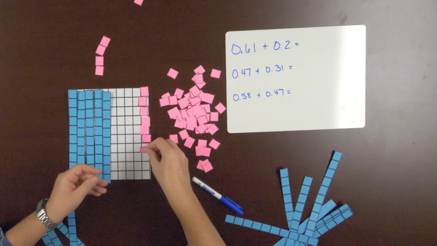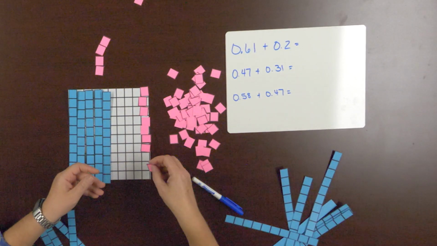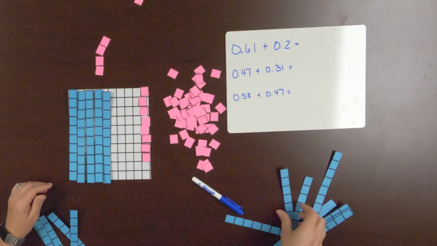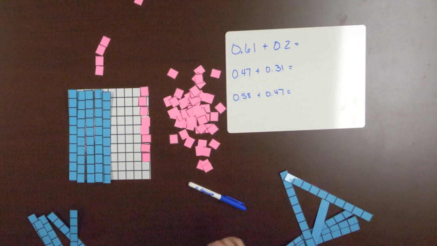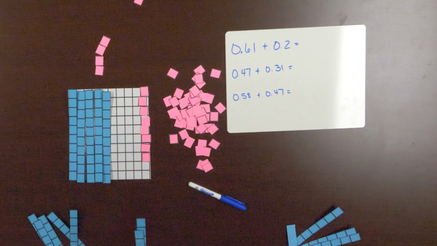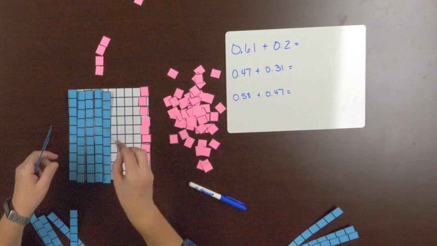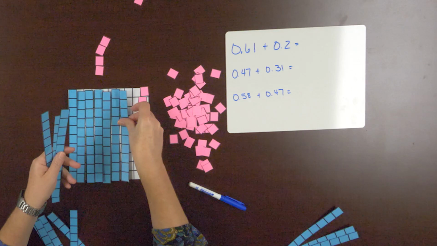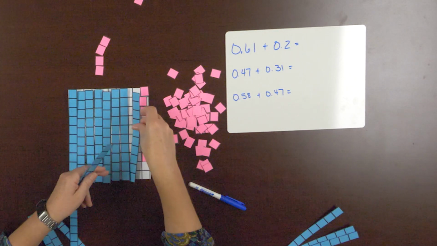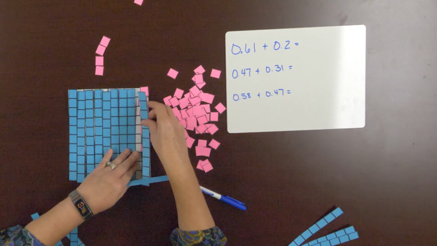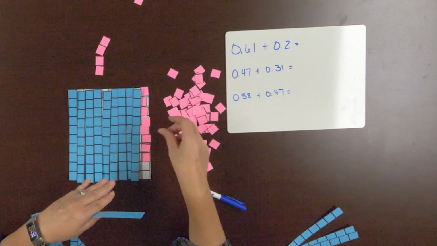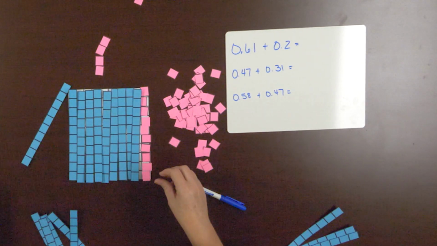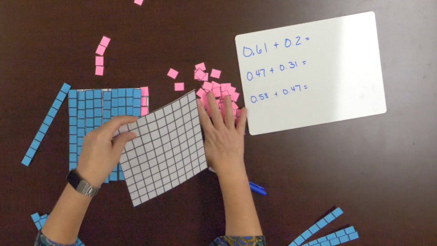So I'm at 58 hundredths, and I'm adding 47. So let's go ahead and add our 40 hundredths. And now I need to add 7. Well, I know it takes 2 more to fill this one. So there's 2, and I'm going to need an entire other one.